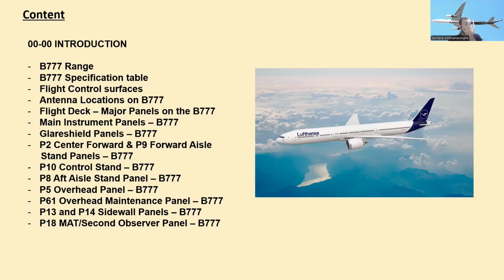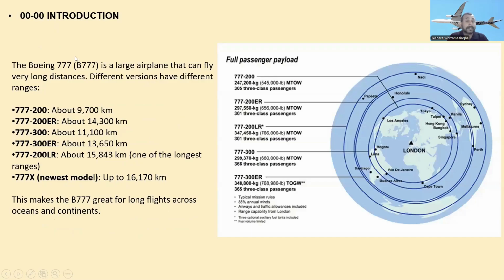Okay, so now let's go to the first one, introduction. Okay, let's see the aircraft. Boeing 777 is a large airplane that can fly very long distances. That's why this aircraft is used by so many airlines. So different versions have different ranges. So the Boeing 777 aircraft has different versions.